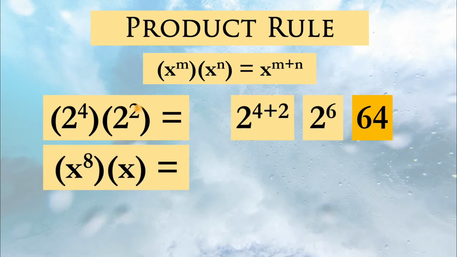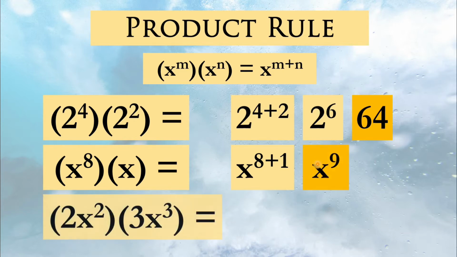So we have x raised to 8 times x again. This one here has no visible exponent, so we understand that the exponent here is 1. So same base, copy the base and add the exponents. 8 plus 1 is 9, so we have x raised to 9.